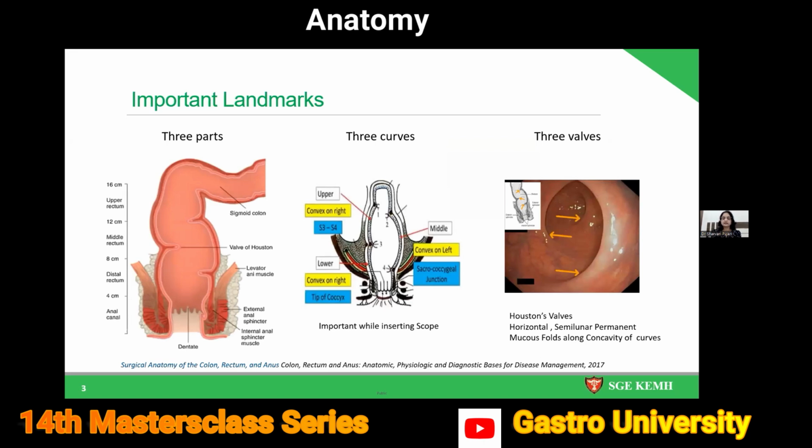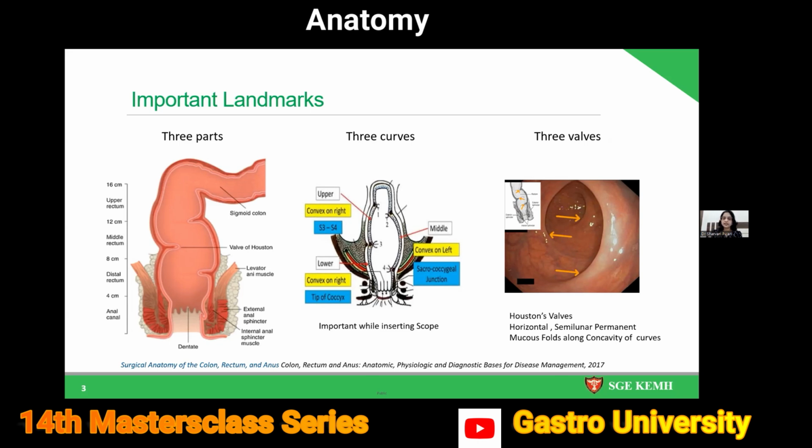There are some important landmarks when the rectal anatomy is considered. It is considered to be divided into three parts. If we consider the anal canal length as 4 centimeters, then above that in the cranial direction, up to 8 centimeters is the lower third of the rectum, from 8 to 12 is the middle third, and from 12 to 16 is the upper third of the rectum.